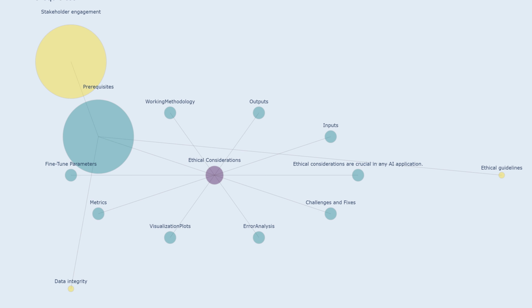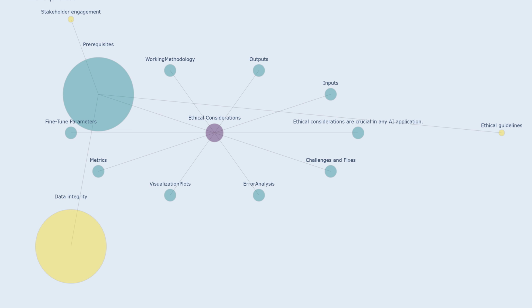Metrics. Fairness metrics. Fairness metrics are quantitative measures used to evaluate the fairness of AI systems. These metrics can include measures of equal opportunity, disparate impact, and calibration. Fairness metrics help identify and quantify biases in AI systems and guide bias mitigation efforts.